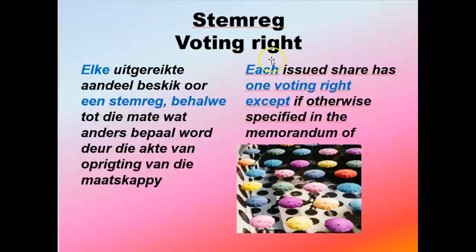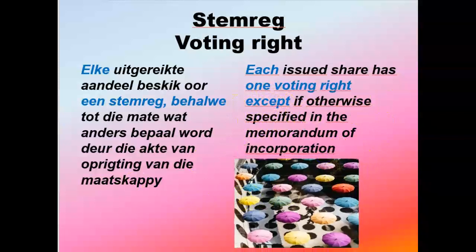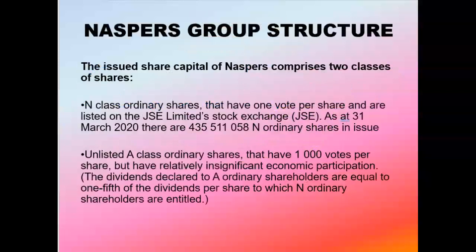Good. Now let's have a look at voting rights. Normally, each ordinary share has one vote. That's the usual thing, but there are exceptions, and if it is an exception, in any case, in the memorandum of incorporation, you will see the voting rights set out per share.